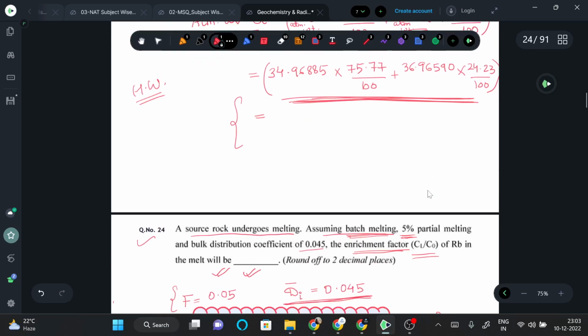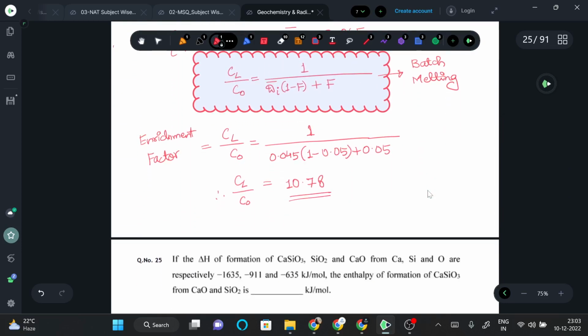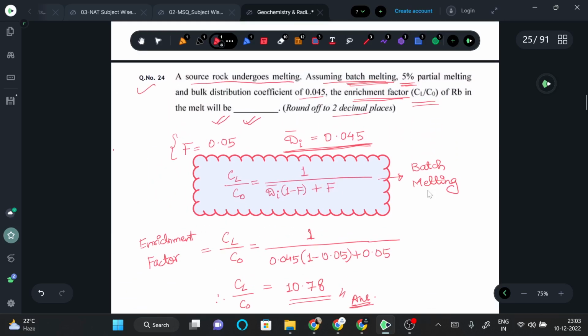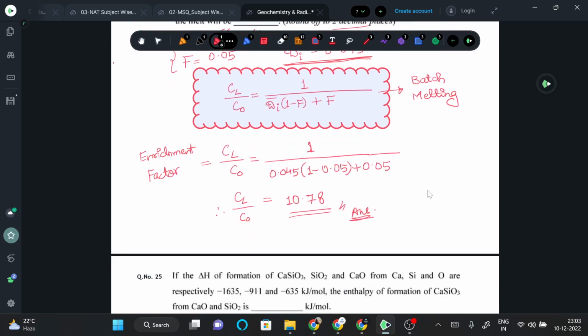Up to how many decimals? I think 2 decimals it must have asked. Yes, round off to 2 decimal places. So 10.78 is the answer for this. This was a pretty simple question, direct formula based. Nothing much here and there. Di value is given, F is given, everything is given.